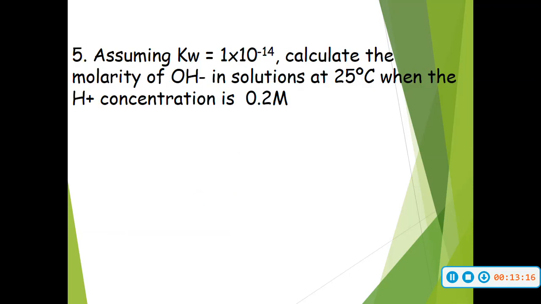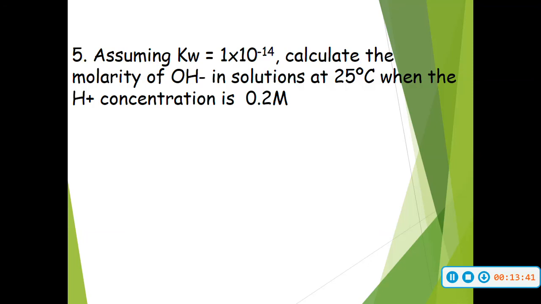Okay, and then lastly, number 5, assuming that your constant for water equals 1 times 10 to the negative 14, calculate the molarity of your hydroxide ions in solutions at 25 degrees when your hydrogen ion concentration is 0.2 molar. So again, try to figure this out on your own. Whenever you're ready, push play.